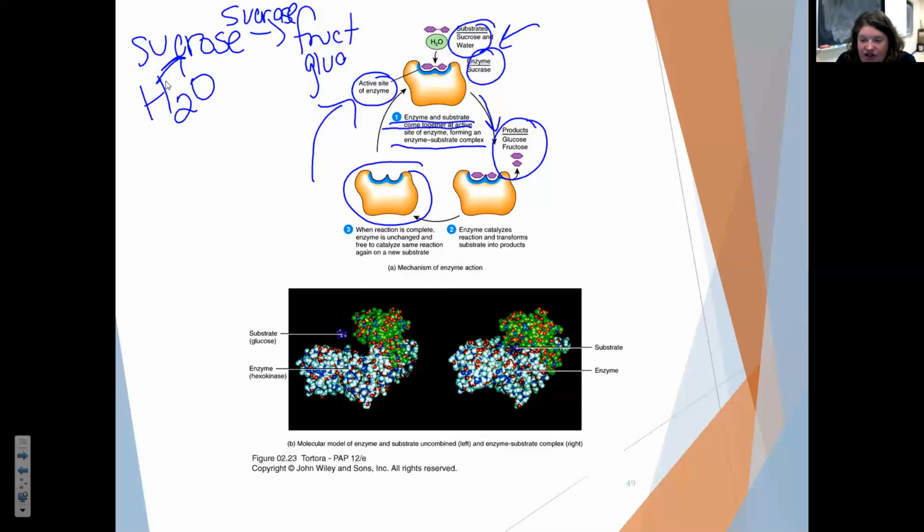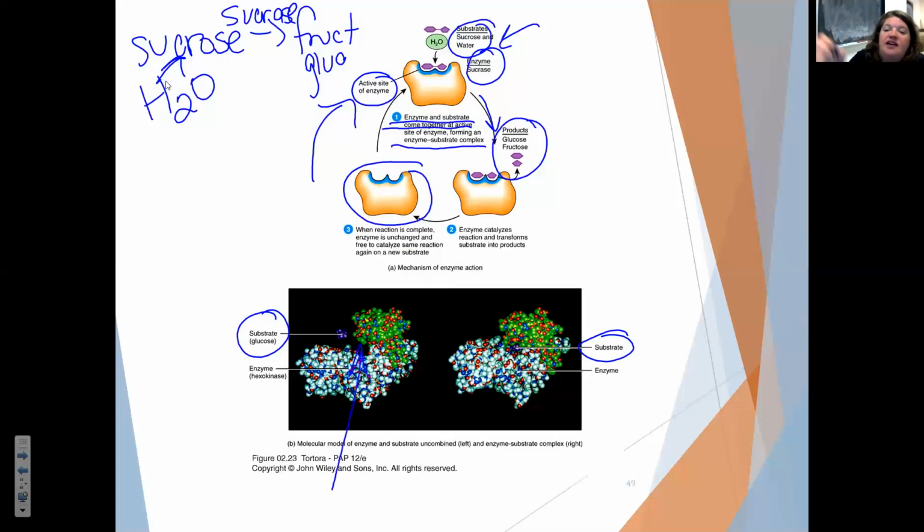Now, the bottom part of this figure gives you a space filling model very similar to what we looked at the end of that protein folding video. And here's the glucose, and here's where it fits into this specialized active site. The active site of an enzyme is extremely specific for a given substrate.